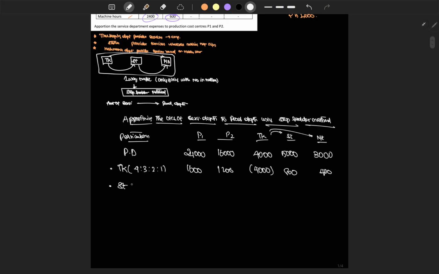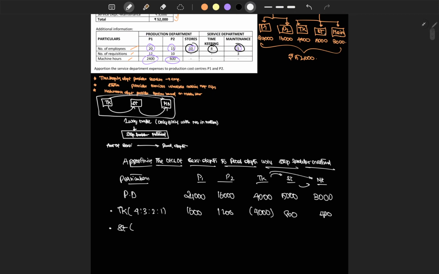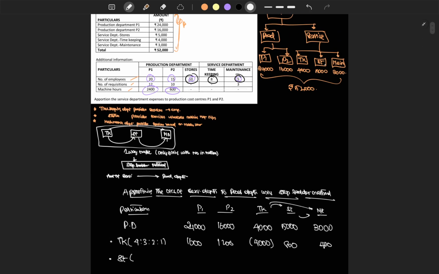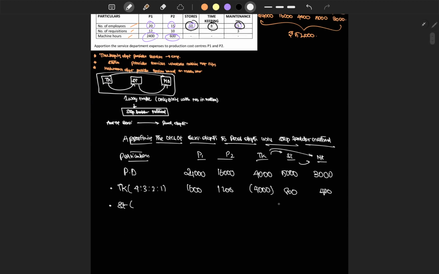The next department is stores department. Stores department is providing services to maintenance department, right? As per ranking, the stores department takes the second place, and we have to exhaust its balance correctly, otherwise there will be chaos, because we have to take the department which is providing more services to another department first. So we have to rank it, and then exhaust the balance. That's how we easily get the steps, like the step ladder method.